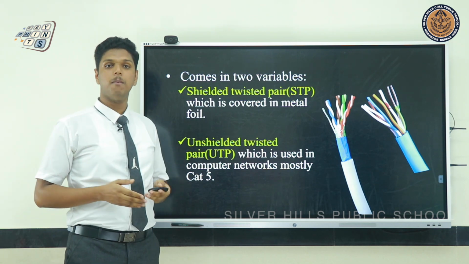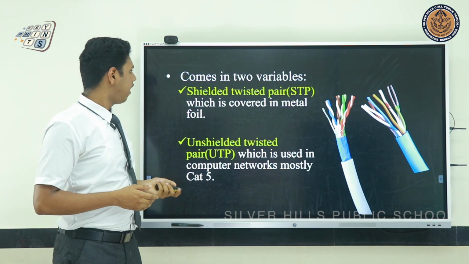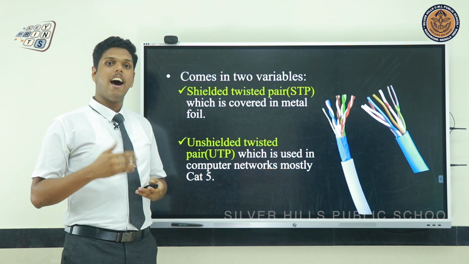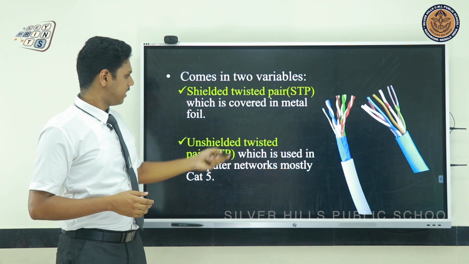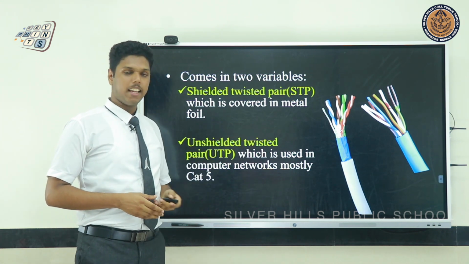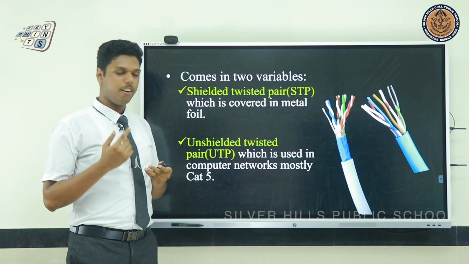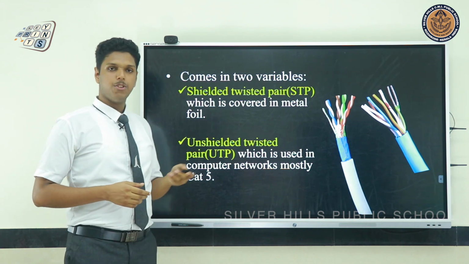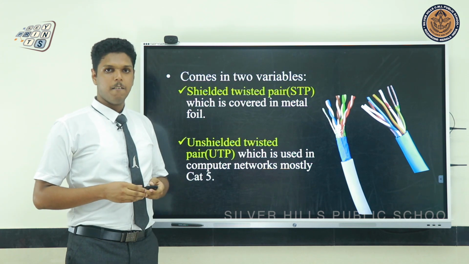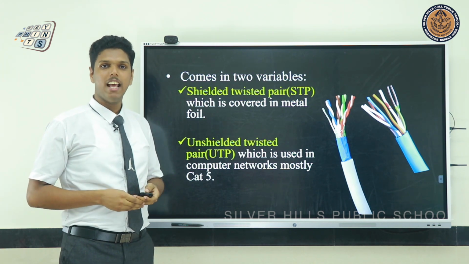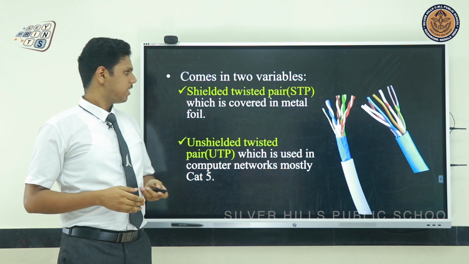And they are also available in two varieties: shielded twisted pair cable and unshielded twisted pair cable. As you can see in this image, the shielded twisted pair cable has a metal foil around it, whereas the unshielded twisted pair cable lacks this. And why do they have this metal foil? Let us look into its advantages.